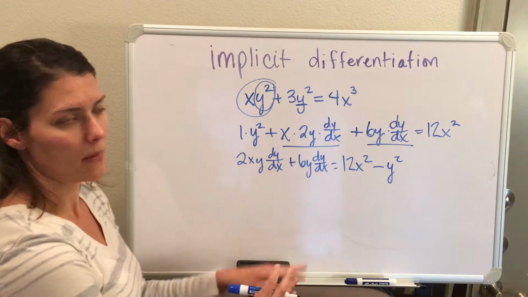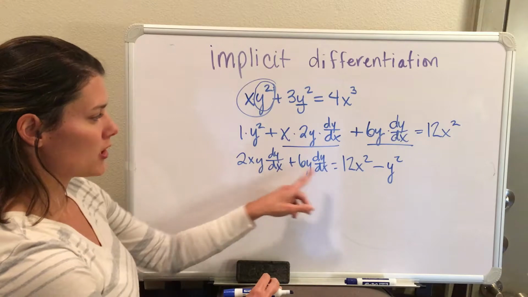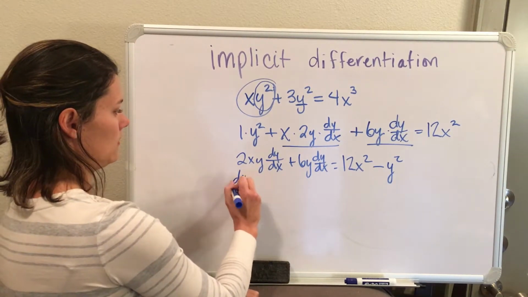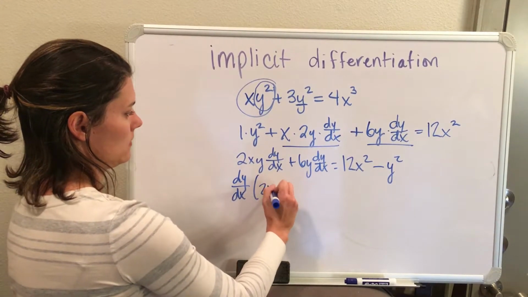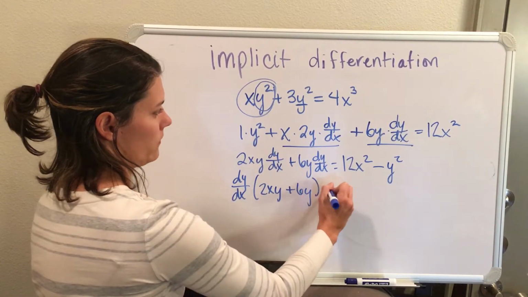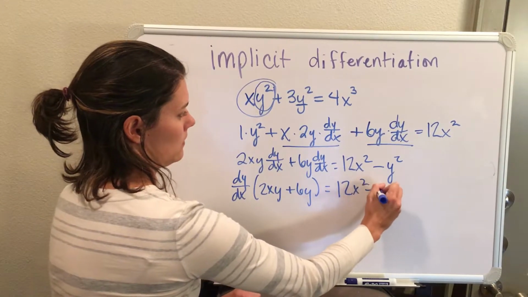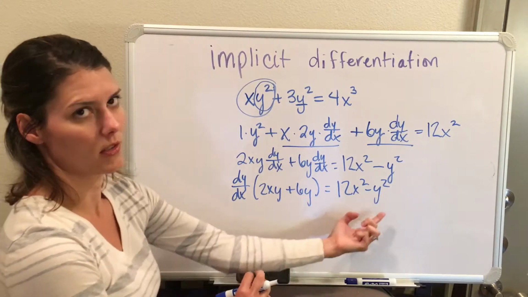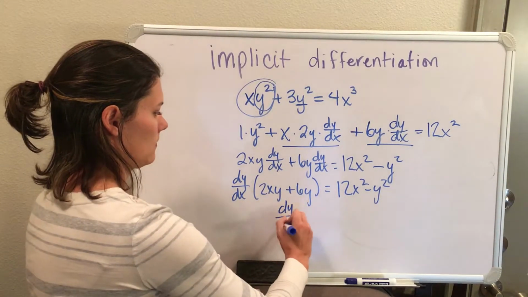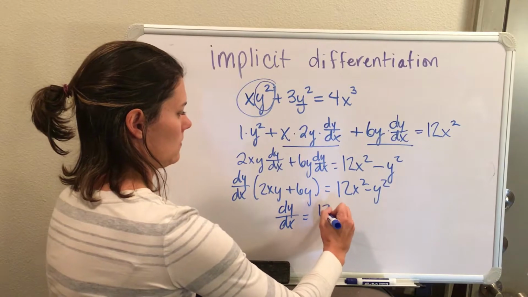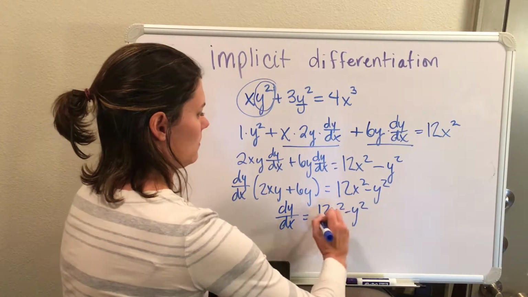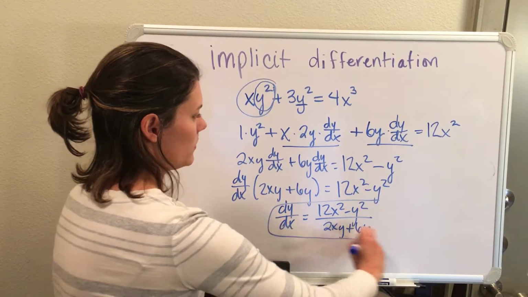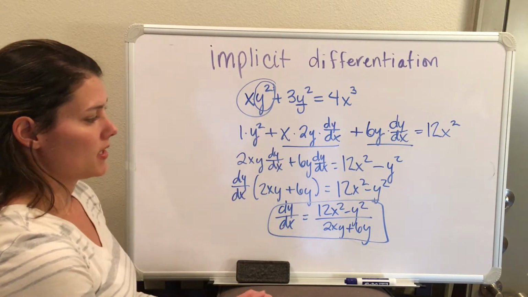And then once you get your terms separated, on this side, every term should have a dy over dx. You can factor out a dy over dx. And then once you have it factored out, you will divide what's left over to the other side. And this would be your derivative for this implicit function.